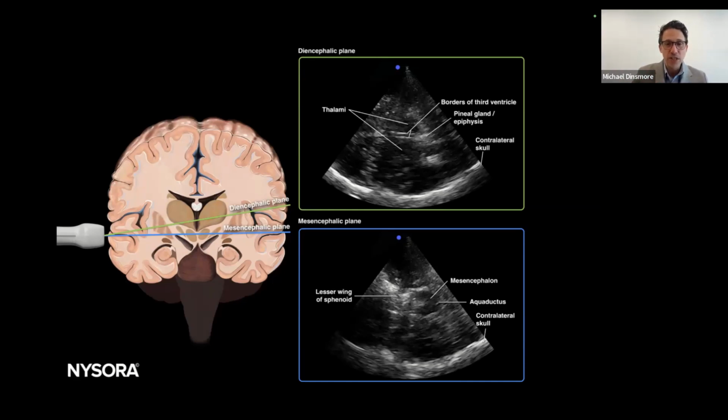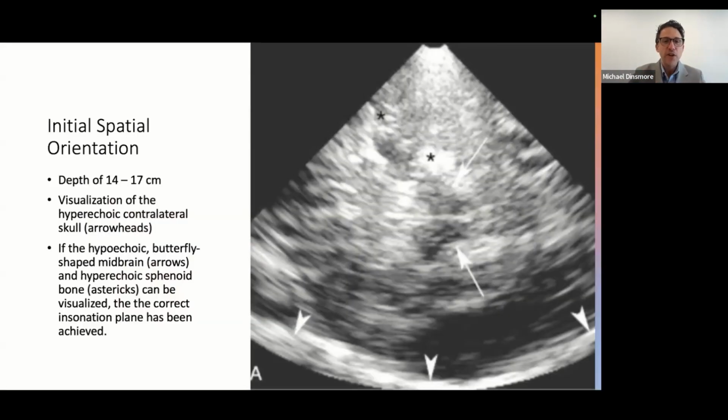So what I like to do, once I have the probe on, is set it to 14 centimeters depth and look for the hyperechoic contralateral skull on the back. You can see the arrowheads pointing to the skull. Okay, so now I know I'm at the proper depth. Next I scan across and look for this butterfly appearance right in the middle. Often just above that and to the sides, you'll see a hyperechoic area, and that's the sphenoid wing. You're really looking for that butterfly appearance right here.